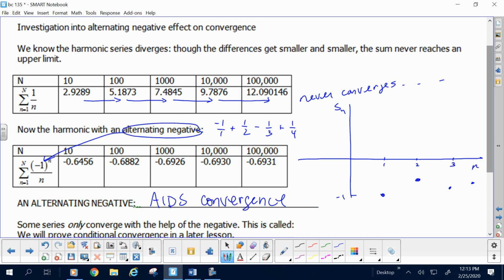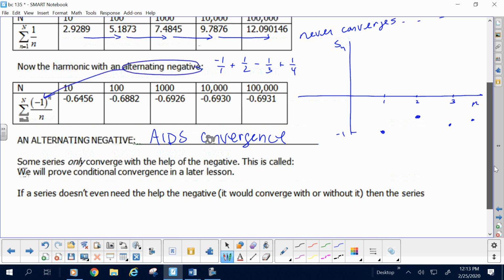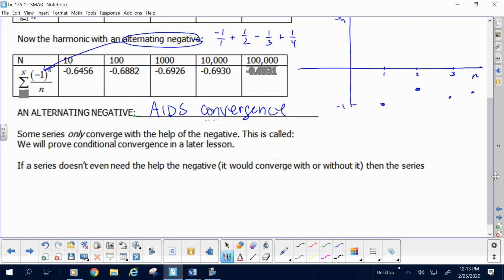It contributes this back and forth kind of thing, and it keeps it from getting too out of control in some cases, like it did in the harmonic case. Now, some series, like the one we just said, only converge if you have this alternating thing. This is called conditional convergence, which is to say it converges on the condition that that alternating negative is there. And if that alternating negative was not there, it would diverge. We'll prove conditional convergence later. That's Leibniz theorem. We'll come to that later.